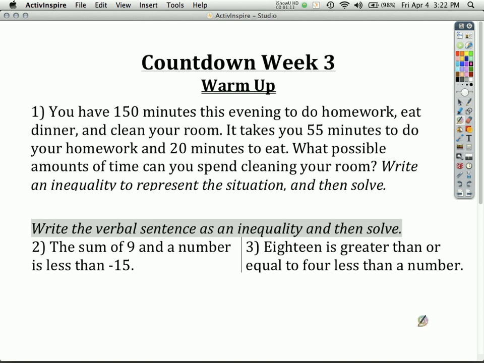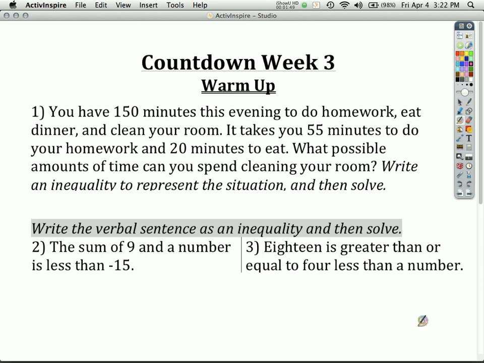Inequality first. We'll start with Gloria, Isabella, then Gary. Gloria, what'd you put? 150 is greater or less than 20 plus 55. Okay. What'd you put, Isabella? Say it one more time. 55 plus 20 plus x is less than or equal to 150. Okay. So it sounded similar to Gloria. Was that the same thing as yours? Oh, it was the same thing. Okay. I got confused. Gary, what was yours?